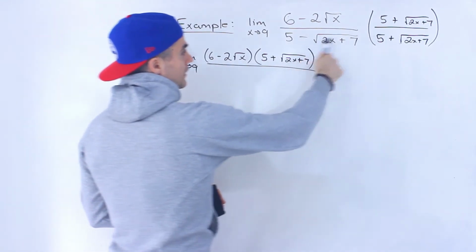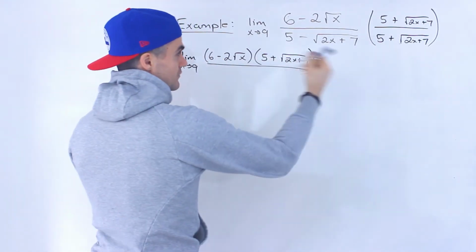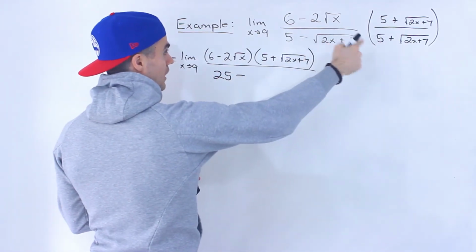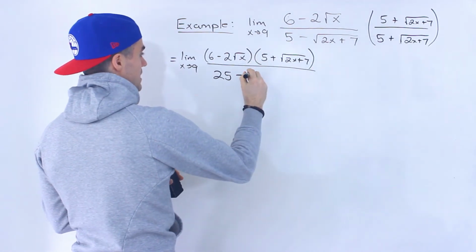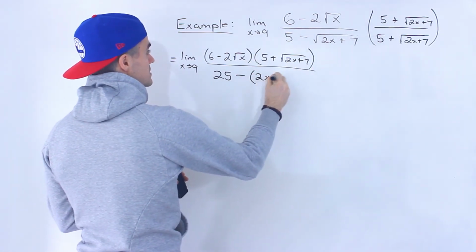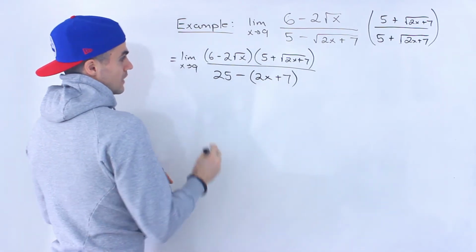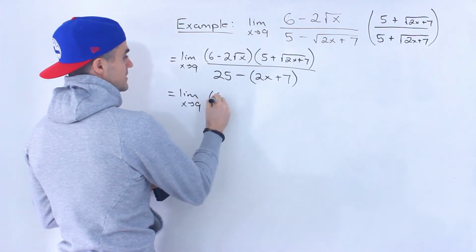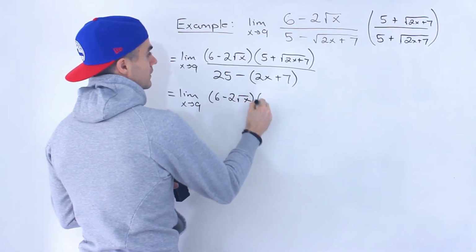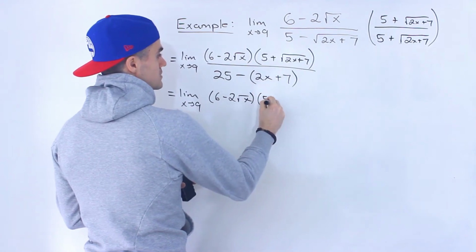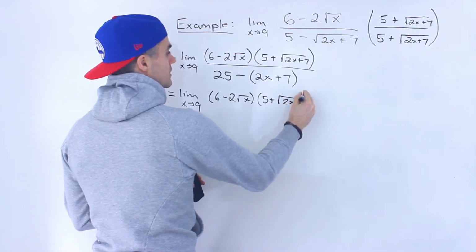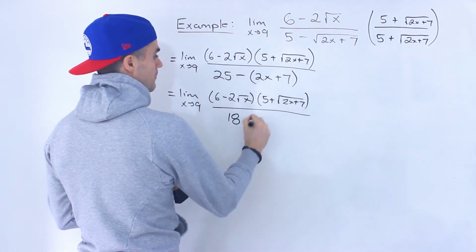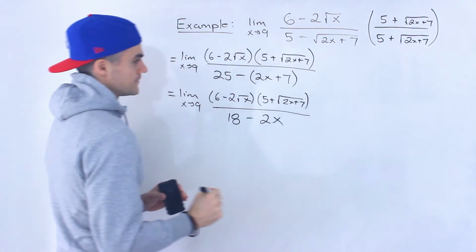And then over here, that's a difference of squares. So we just have to multiply the ends. So 5 times 5 is 25. Then we'll have minus the square root of 2x plus 7 times the square root of 2x plus 7 would give us just 2x plus 7, like that. And then if we further simplify this, notice that in that denominator, we can distribute that negative. So what would happen is we would end up having 25 minus 7, which would be 18, and then we'd have the minus 2x, like that.